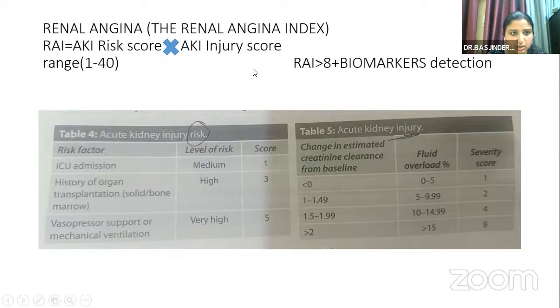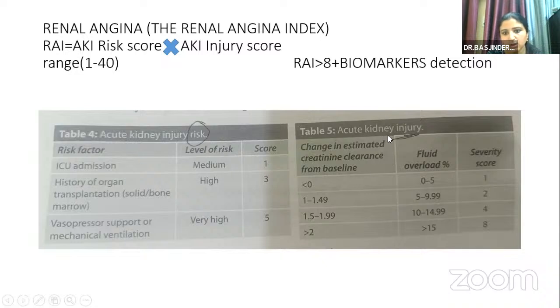The renal angina index is similar to what we do for the cardiac index. The renal angina index is the AKI risk score times the AKI injury score. The range is 1 to 14. If your renal angina index, combining risk and injury, comes to more than 8, and there are biomarkers detected, depending upon the stress, structural damage or functional biomarker, you can assess that your kidney is at risk of injury. In the acute kidney injury risk, the parameters are ICU admission, history of organ transplantation, vasopressor support or mechanical ventilation, and accordingly the score is given.